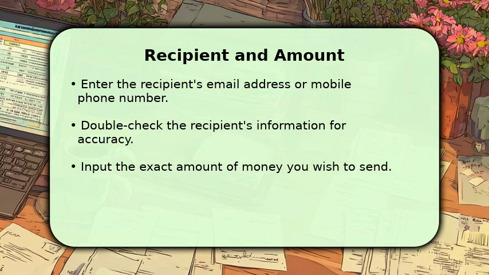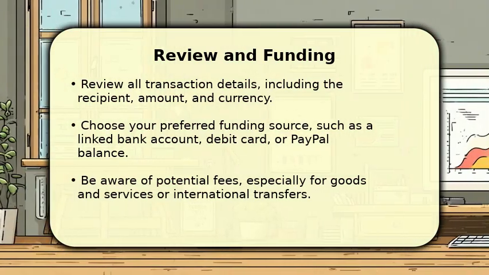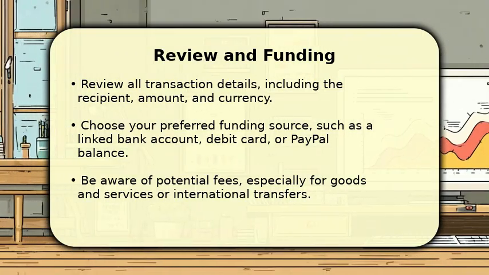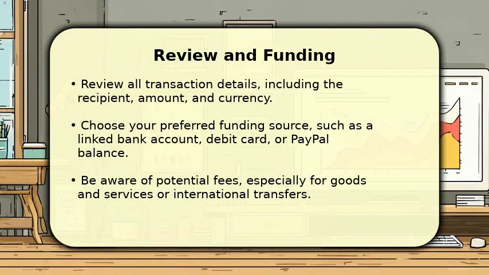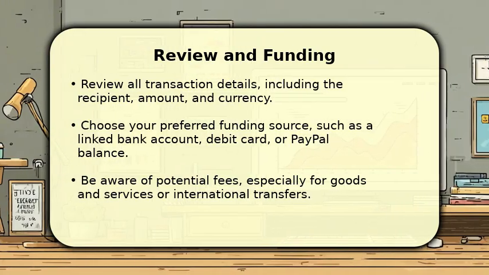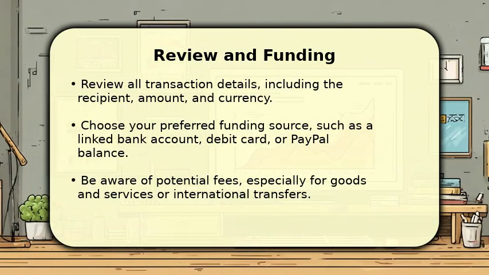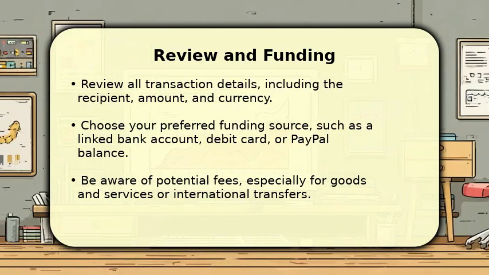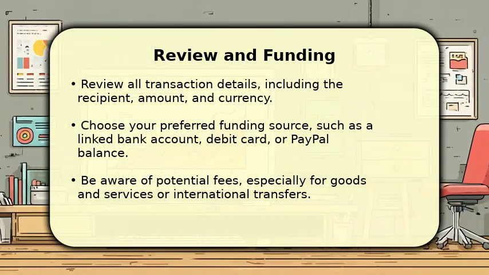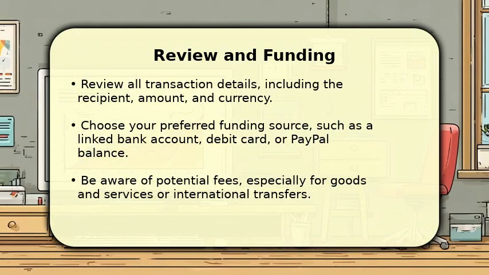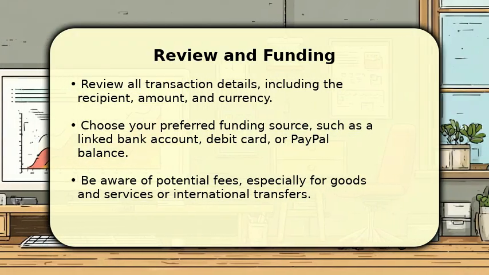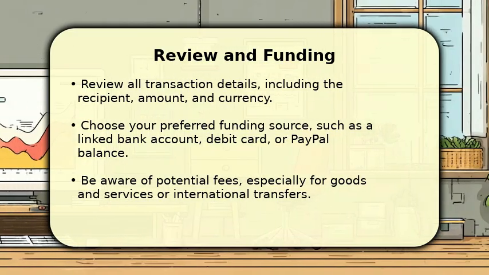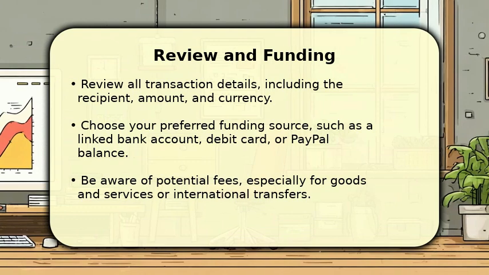Before finalizing, take a moment to review all the transaction details presented on your screen. Confirm the recipient, the amount, and the chosen currency are all accurate. Afterward, select your preferred funding source. This could be your linked bank account, a debit card, or your existing PayPal balance. Be mindful that certain transactions, like those for goods and services or international transfers, might incur small fees, typically around 2 to 3% of the total amount.